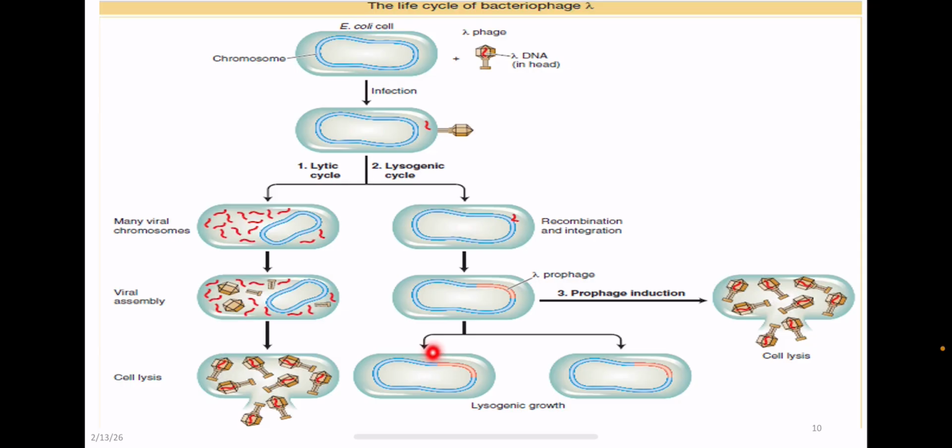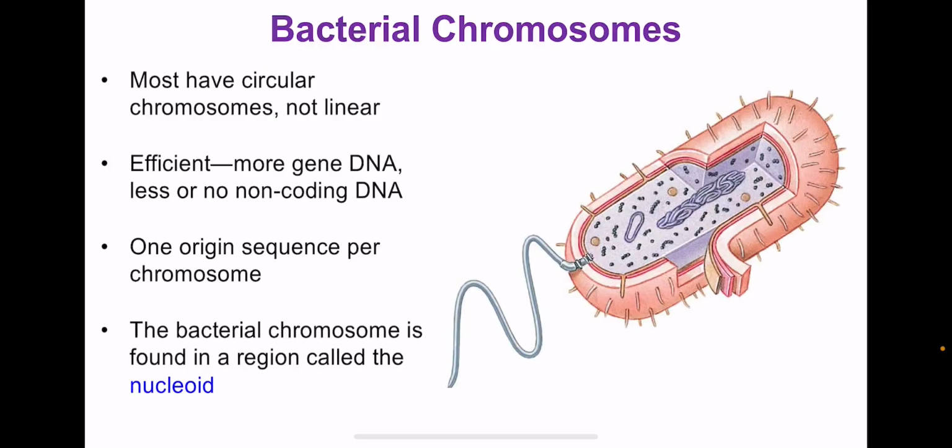Whenever the host chromosome replicates, the virus is part of the daughter cell's chromosomes. We can induce lysis in the lysogeny, such that the genetic material of the virus will leave the lysogenic state and go through the lytic state. That is called prophage induction.